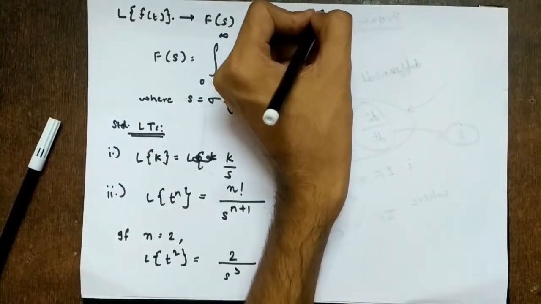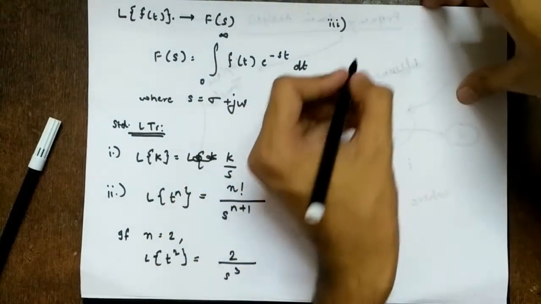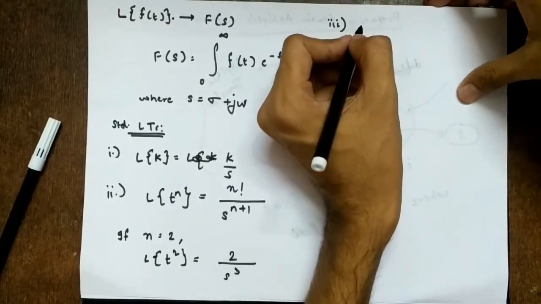Then third, we have the unit step function. So what is u of t?